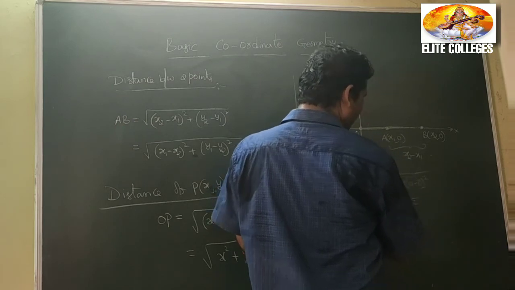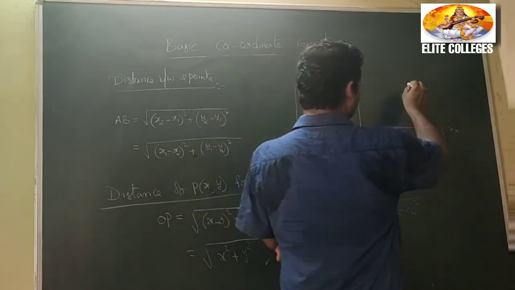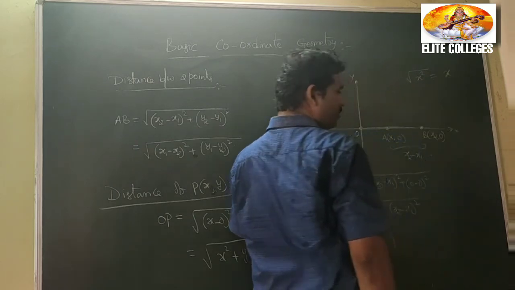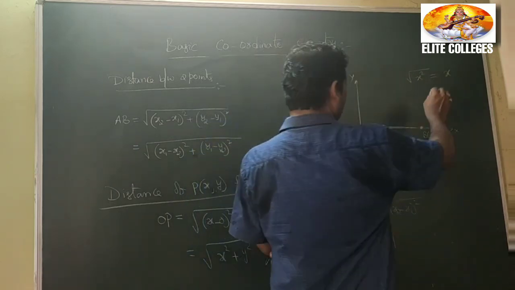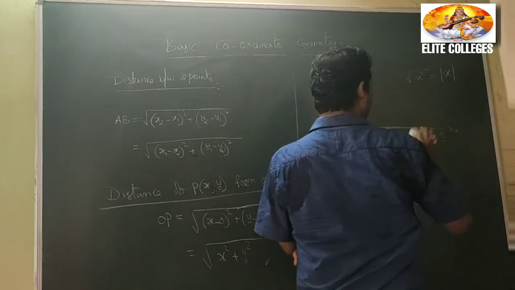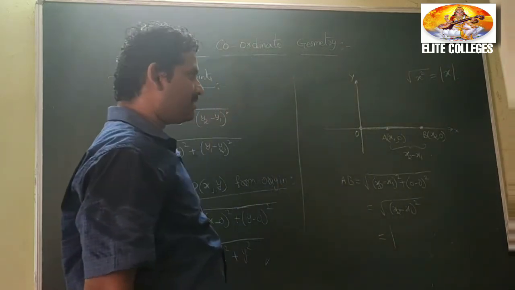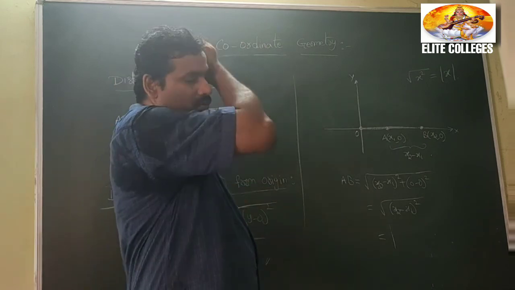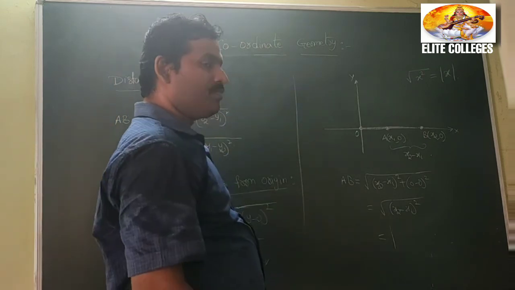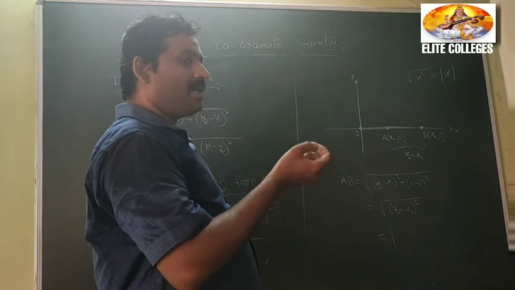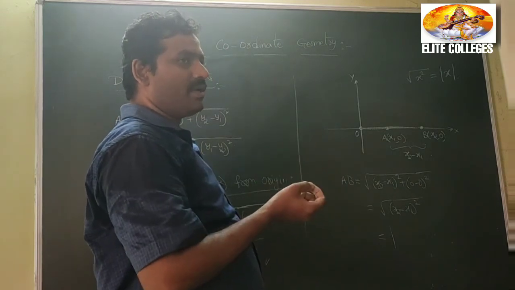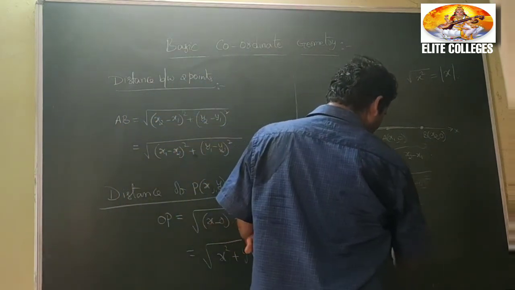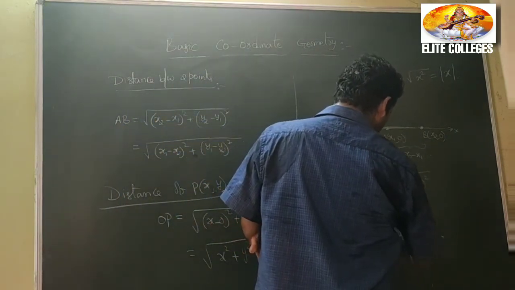But whenever we take root over x square, what we know is that root over x square is x only. But actually the root over x square is mod x. Till 10th class they will say only root over x square is x only. But actually root over x square is mod x. That means even minus 2 is the answer. What is mod of minus 2? 2. Like that, this distance is mod of x2 minus x1.